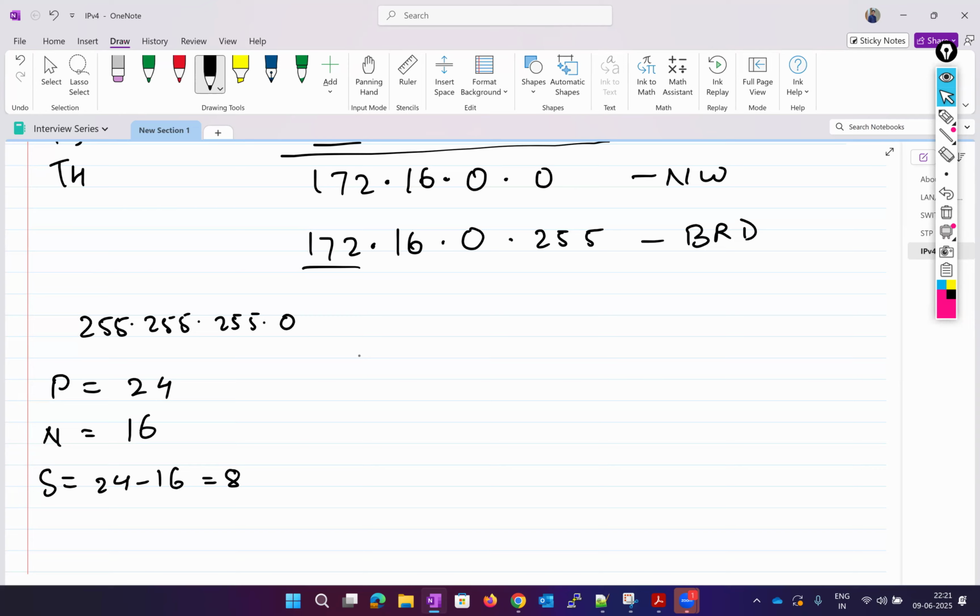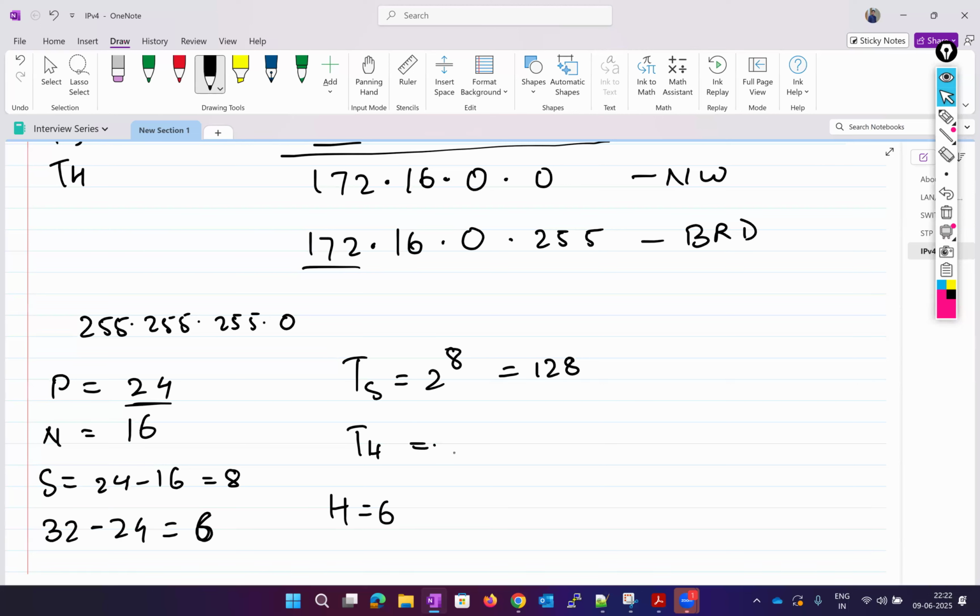So the total number of subnets should be 2 power 8, that is 128 subnets. And for the total number of hosts, we know that 32 is the total number of bits, and we already have 24 ones. So you have 6 left, that is 6 zeros. So your host bits are 6, and 2 power 6 minus 2 gives us 30.